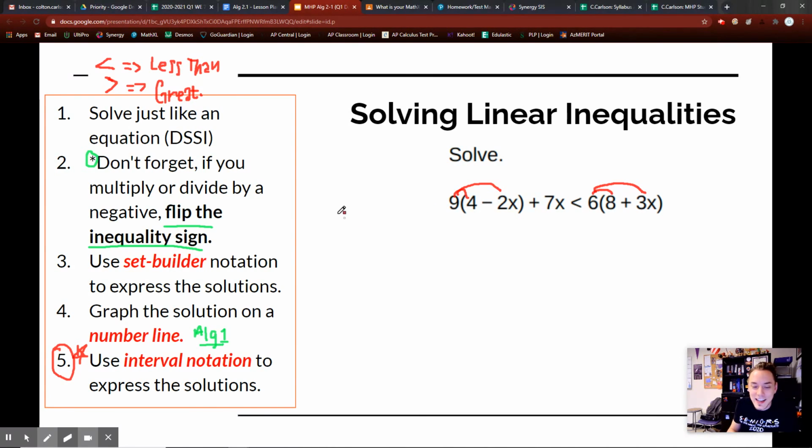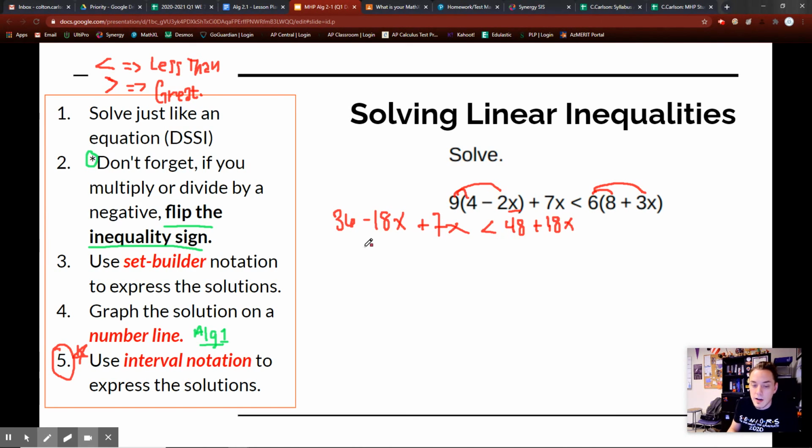Okay, 9 times 4 is 36. 9 times negative 2x is negative 18x. Don't forget to add the x in there. Plus 7x, that's just chilling off to the side. Now, less than, because I'm just reading the problem. Less than 6 times 8 is 48. And then plus 6 times 3 is 18x. Sounds good?